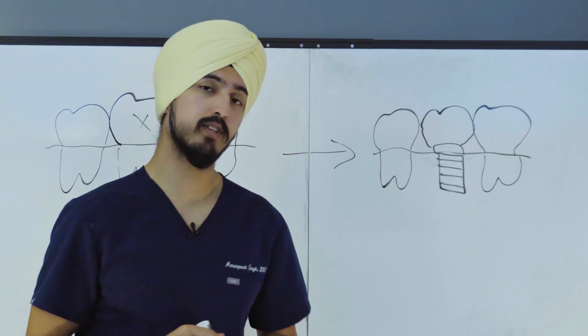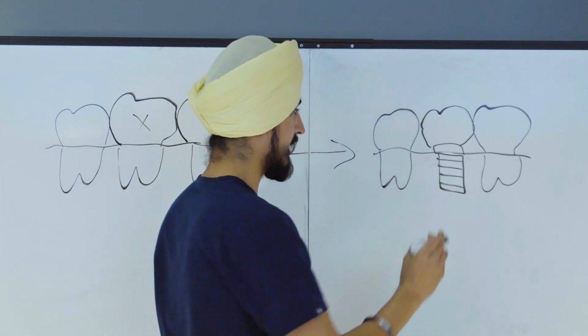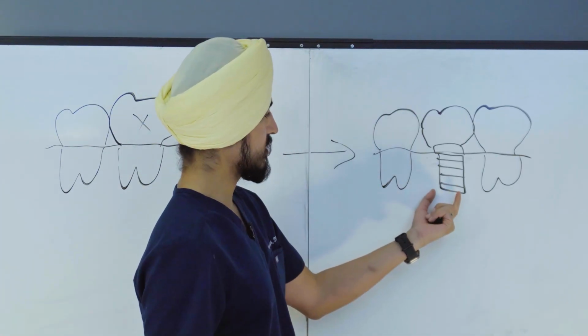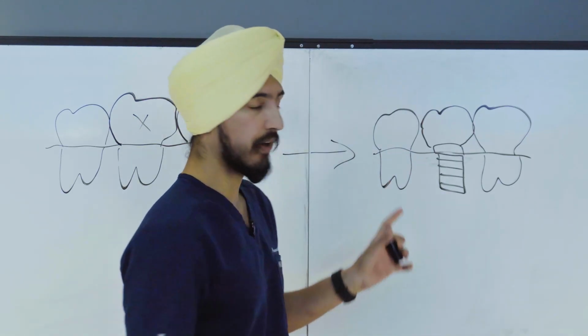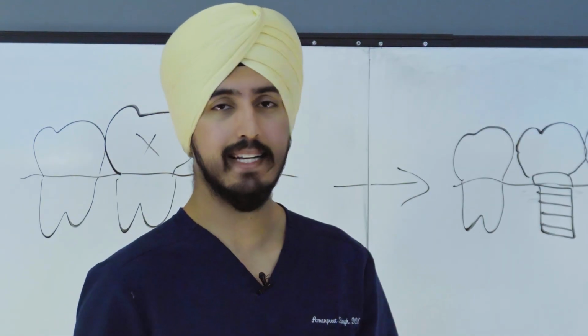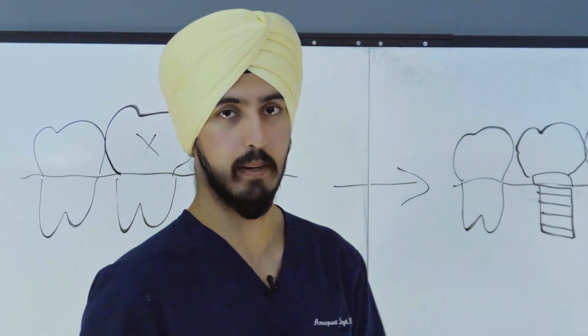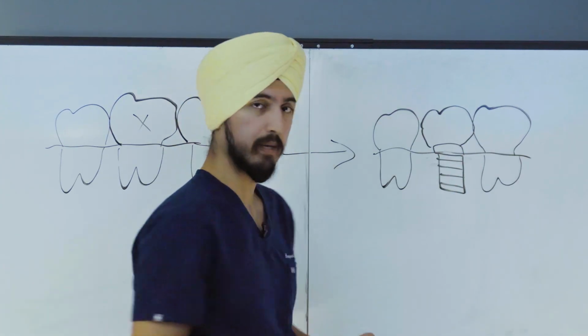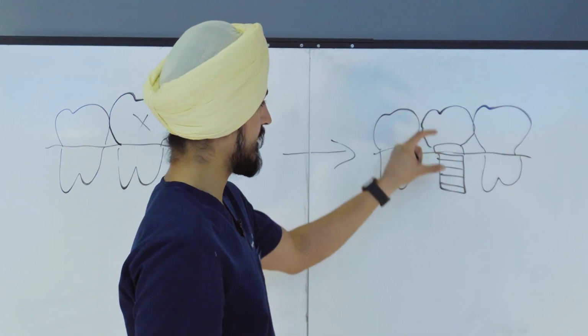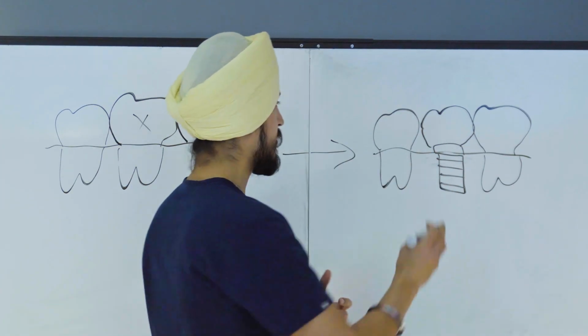Now there are 3 parts to an implant. So there's the actual implant itself, which is the part that goes in the bone. Now typically this is made out of titanium. Now there are other options, but usually like 99% of the time we're going to use a titanium implant. Then there is the connector, the middle part, the abutment. This is what connects the implant to the actual tooth. And then you have the crown.